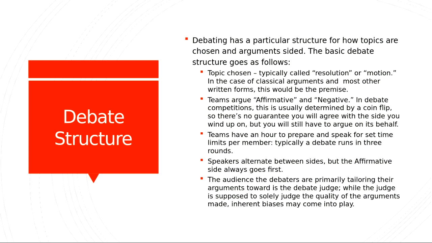Teams typically have an hour to prepare and speak for a set time limit per member. Typically, the debate runs in three rounds, one round for each member of a team. Typically, debate teams are in teams of three. Okay? So teams have an hour to prepare. Okay? Speakers alternate between sides, but the affirmative side always goes first. Okay, so whatever team is designated as affirmative to the motion, they're going to be the ones that speak first, followed by the first negative, so on and so forth. We'll talk about that in a minute.